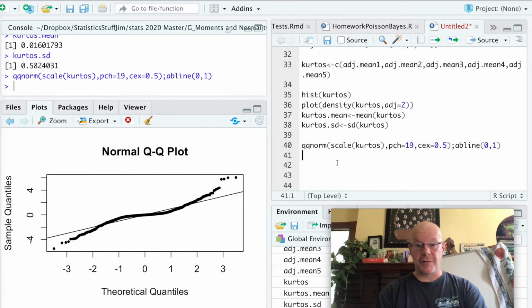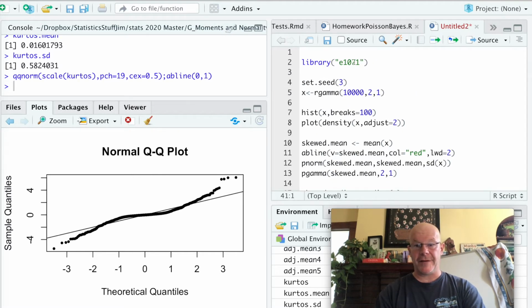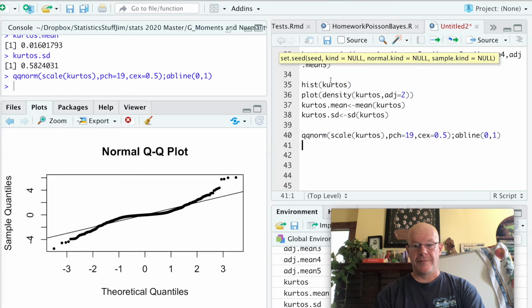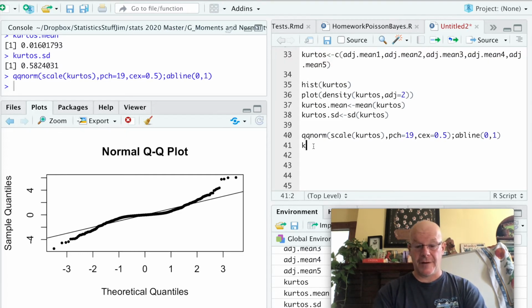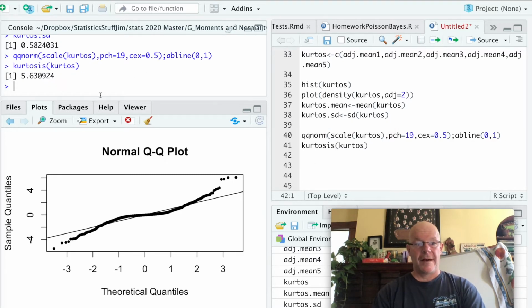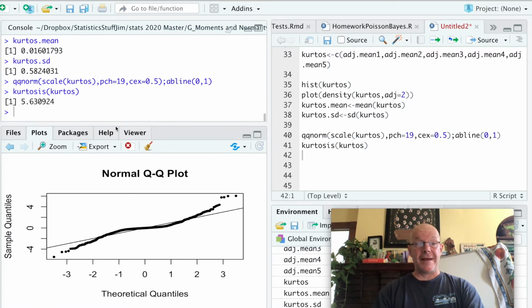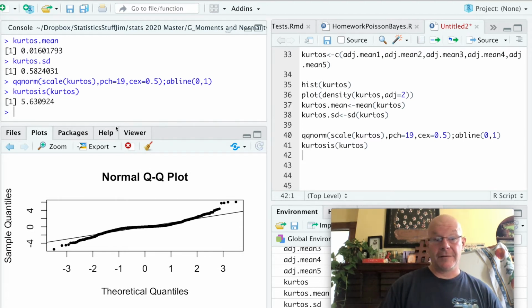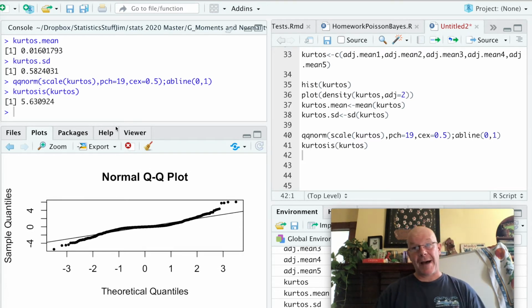An easier way to do this is to again use a function from this e1071 package, and that function is going to be called kurtosis. And I will go ahead and put our data in there. Kurtos, spelled correctly. And we get a positive number. If the data are not kurtotic at all, that value should be 0. We have a positive value, and that indicates that our data are leptokurtic, meaning that we have too much concentration in the middle compared to the tails.